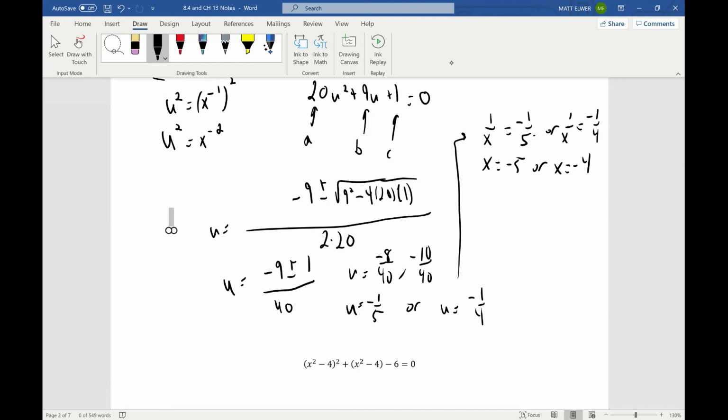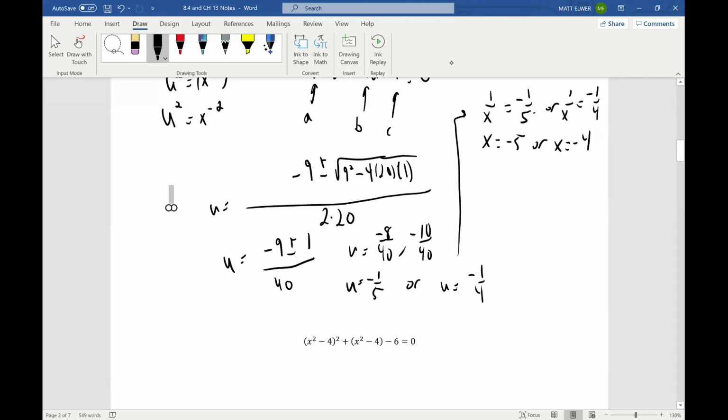I'm not going to show the proof, but this is our solution set. If I wanted to show that as a solution set, we can say x is a number such that x is equal to negative 5 or negative 4. So that's our set builder notation. We're just saying that our solutions are negative 5 and negative 4.